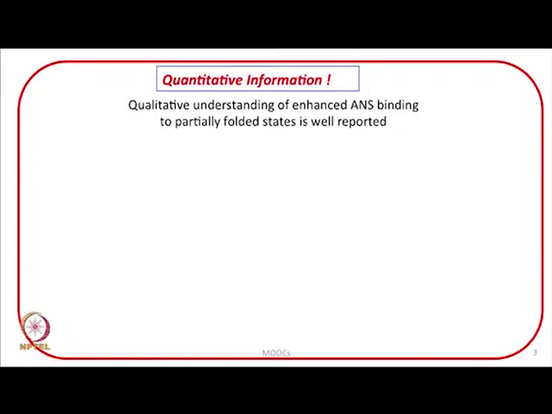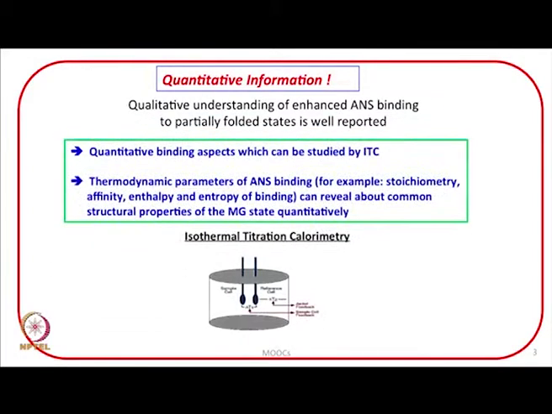As we just discussed, qualitative understanding of enhanced ANS binding to partially folded states is well reported, and the effort needs to be made to make the process more quantitative. The availability of high sensitivity isothermal titration calorimetry started giving some answers to this. So, what kind of experiments need to be designed?